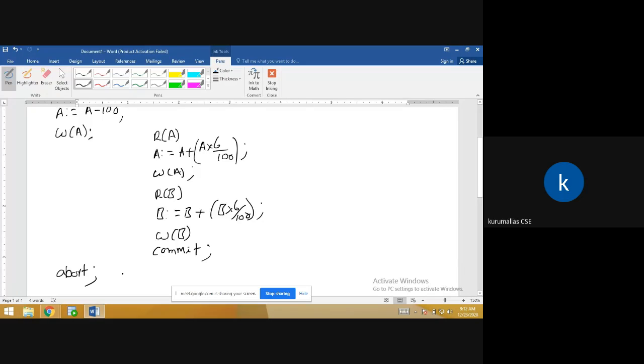So here T1 is aborted, so we get an incorrect result in T2, because T1 was aborted in the middle of the process. T2 has taken an incorrect value of A from T1, and added 6%. We say that such a schedule is called an unrecoverable schedule.